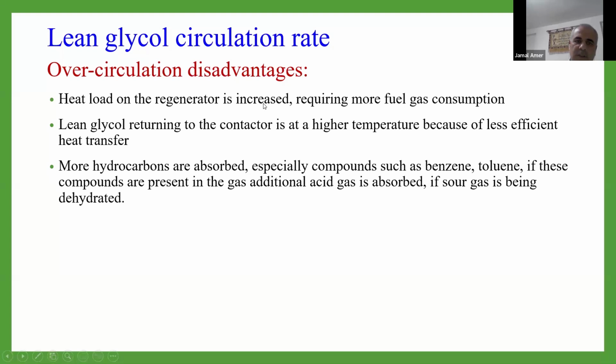The glycol returns to the contactor at a higher temperature because the heat transfer is less efficient. More hydrocarbons are absorbed, especially compounds such as benzene and toluene if these compounds are present in the gas. Additional acid gas is also absorbed if sour gas is being dehydrated.